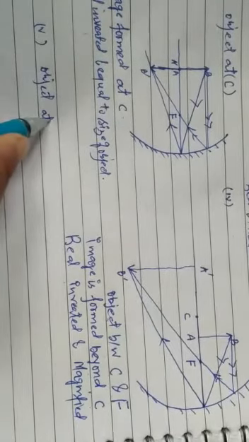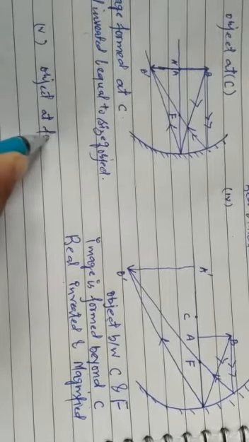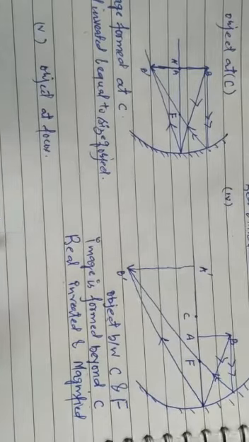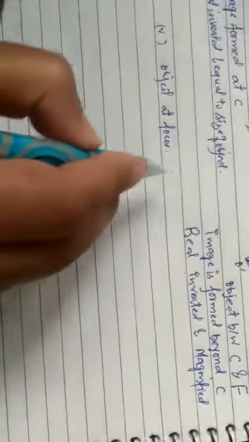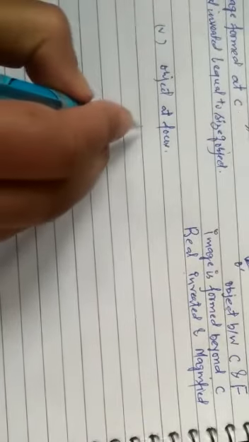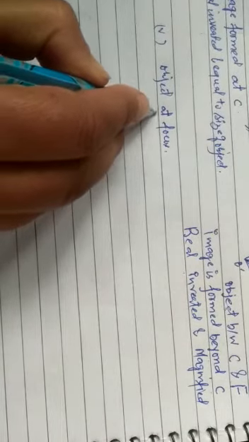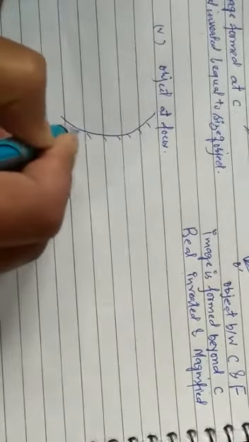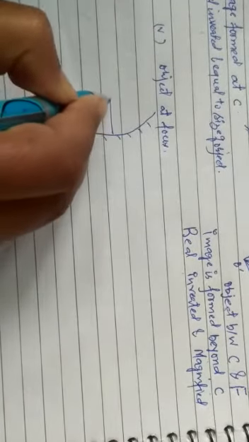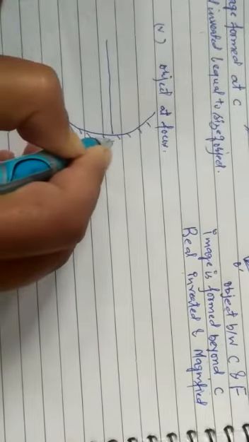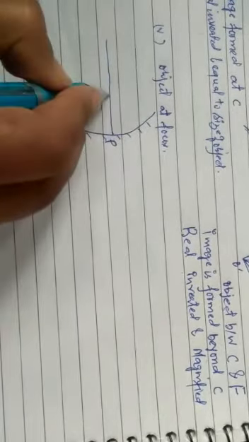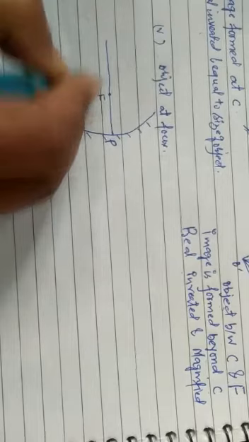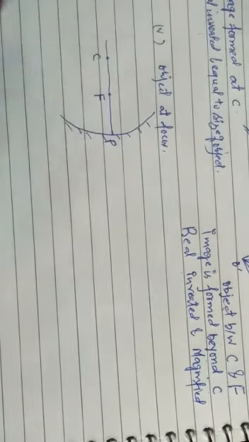So we have another type, the fifth type, where we put the object at focus. So let's have a diagram for that. If this is the diagram, it's a concave mirror. This is the pole of the mirror. This is the focus. This is the center of curvature.